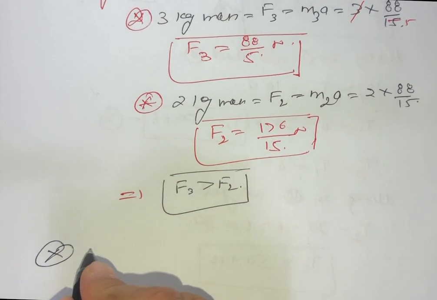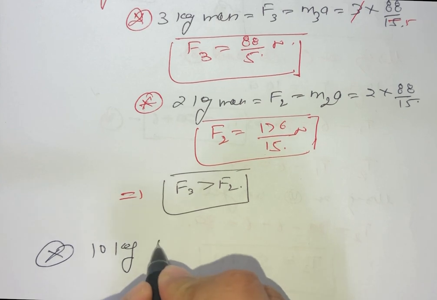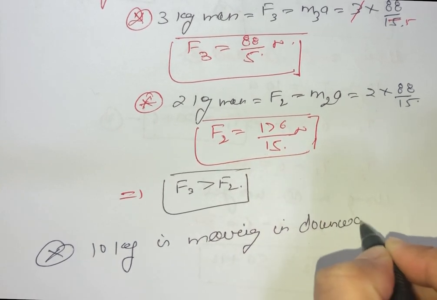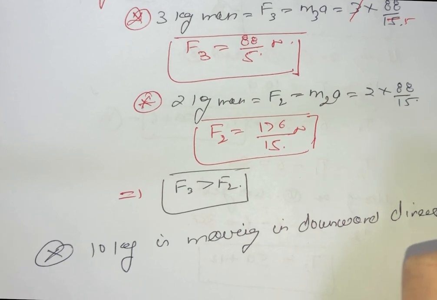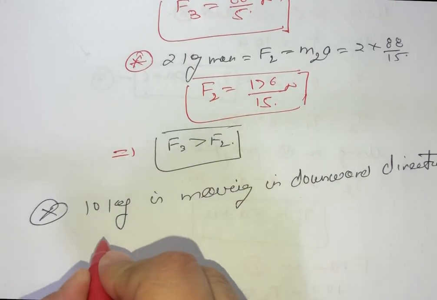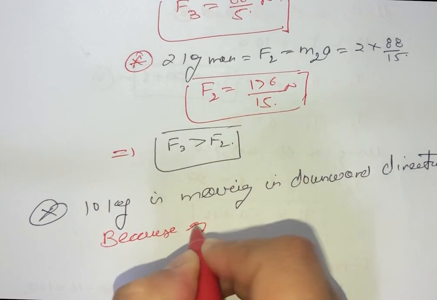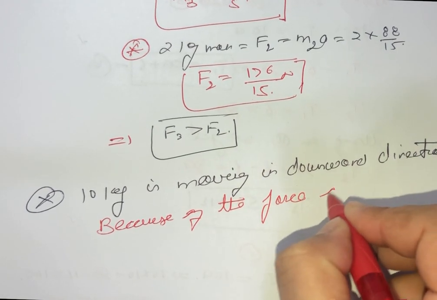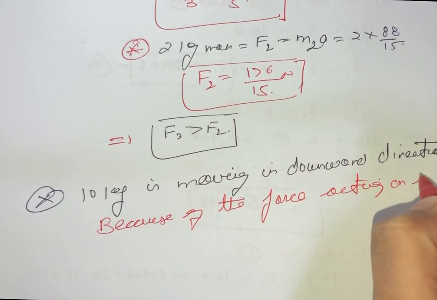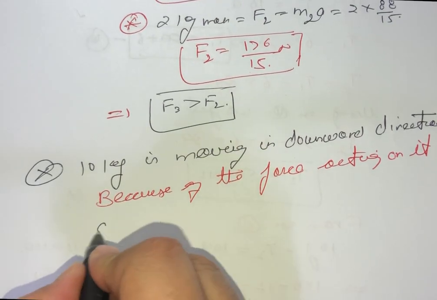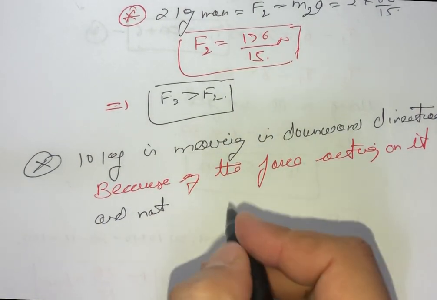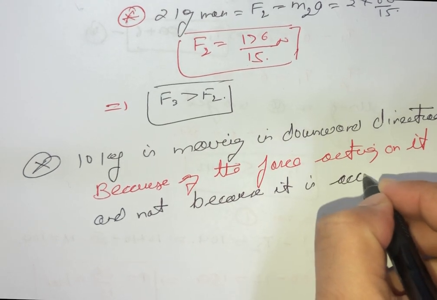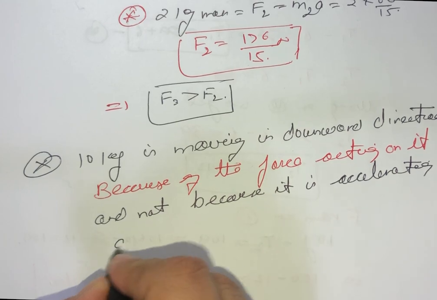So from here we can say that the 10 kg mass is moving in the downward direction because of the force acting on it, and not because it is accelerating downward.